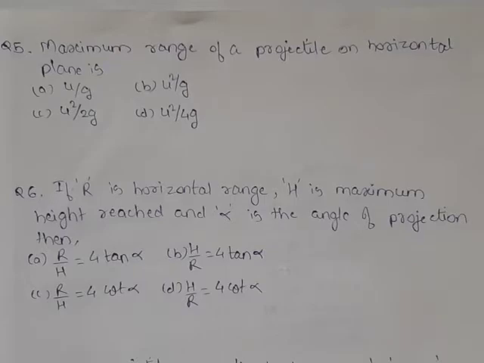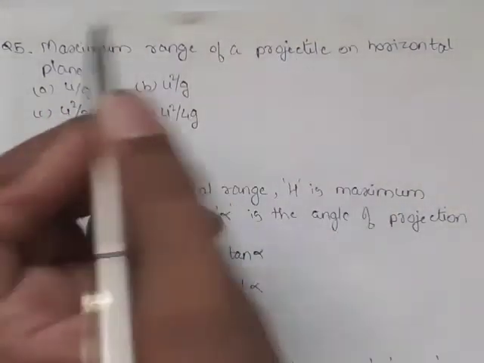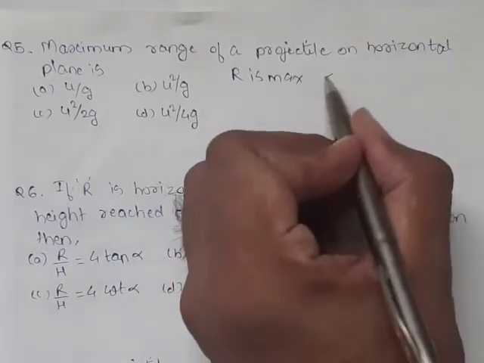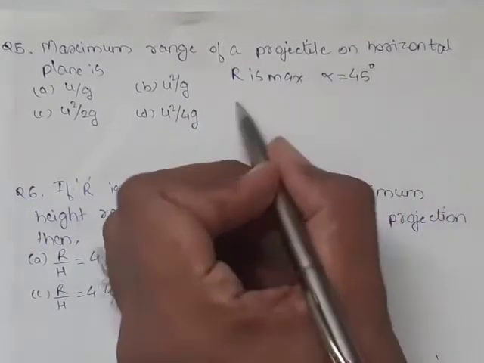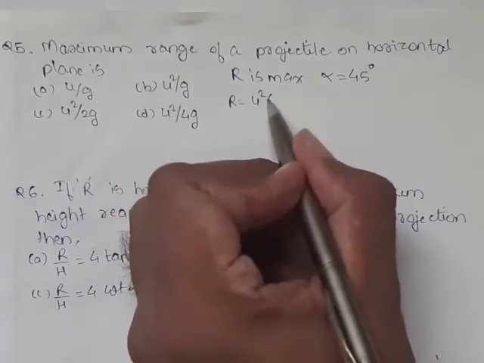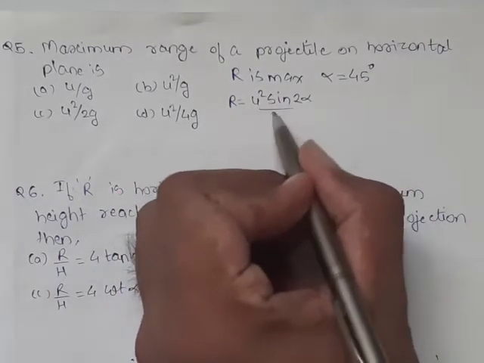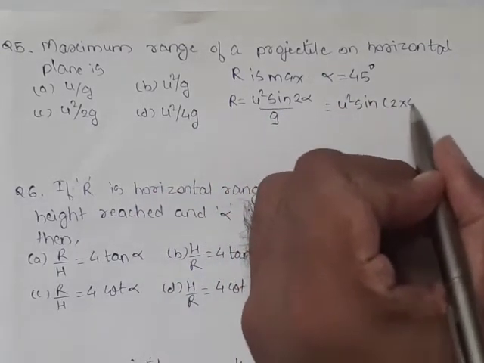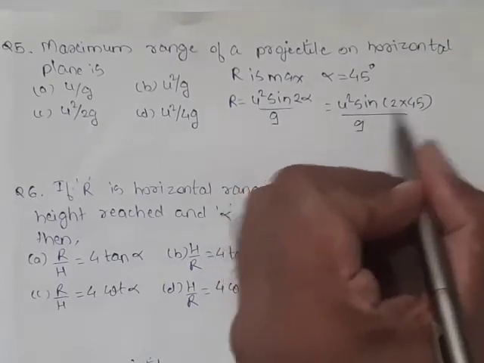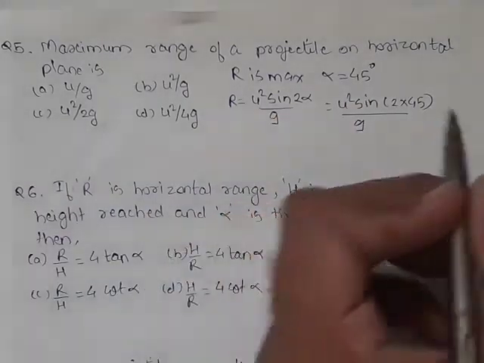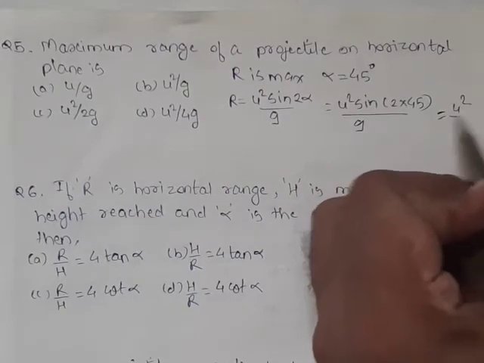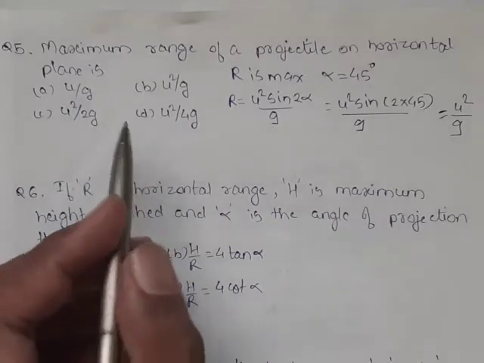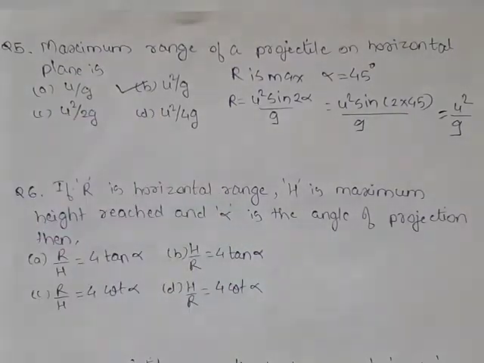Maximum range of projectile on a horizontal plane is. Now we have seen that range r is maximum when the angle of projection is equal to 45 degree. We know the formula r equal to u square sine 2 alpha upon g. We'll put the value: u square sine 2 into 45 upon g. So sine 2 into 45 means sine 90, and sine 90 is equal to 1. So finally our answer is u square upon g. This is the maximum value of the range. So for question 5, option B, u square upon g, is our answer.